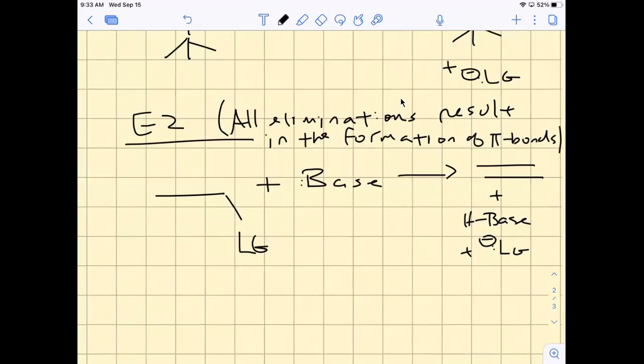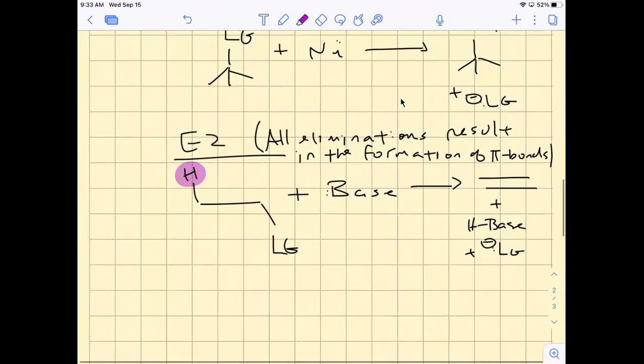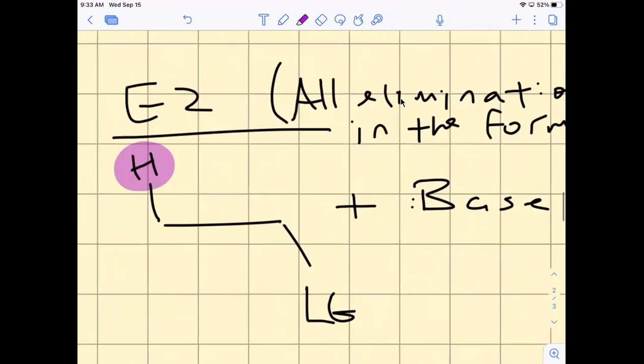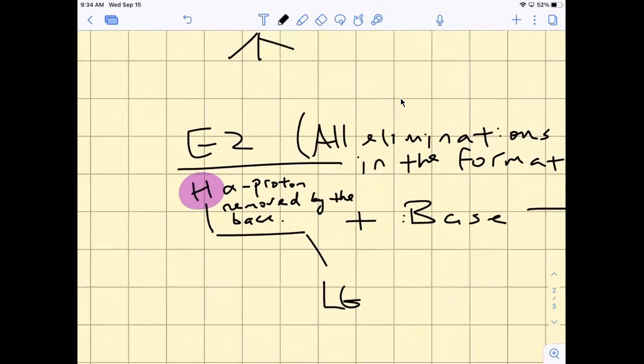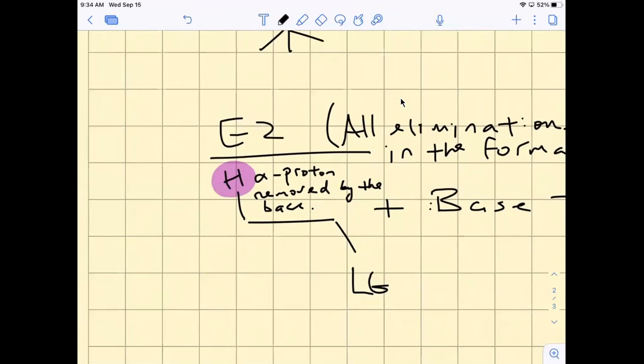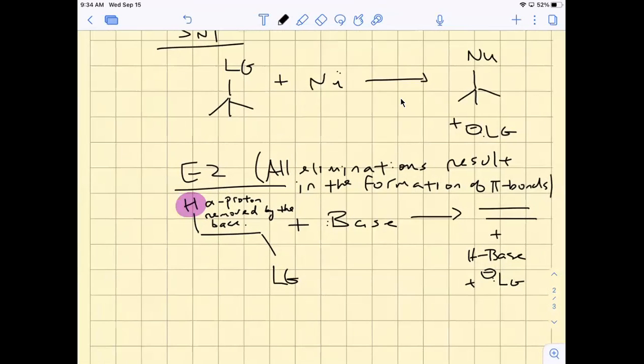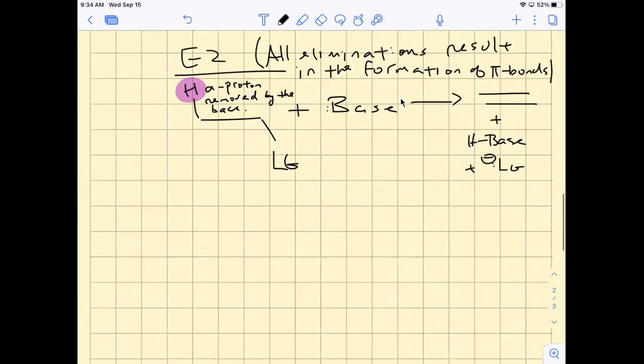Right, so in E2 elimination, the proton that's adjacent to your leaving group, we call it an alpha proton. That proton is going to get ripped off by the base. And we'll talk about the mechanisms also. So this alpha proton is going to get removed by the base, and you end up with a pi bond, you lose your leaving group, and the base does proton transfer with the substrate. E1, totally different.